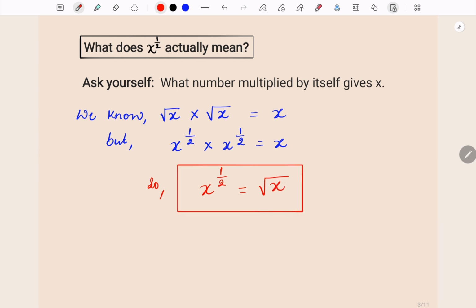So this is not a new rule. This is just a new way of writing roots. So we can understand here that the fractional index means root. So the fractional index is just a new way to write roots.